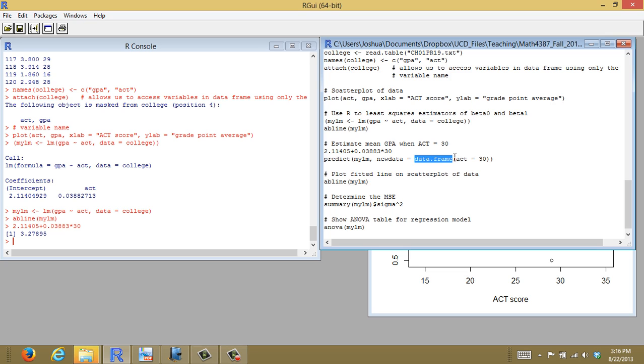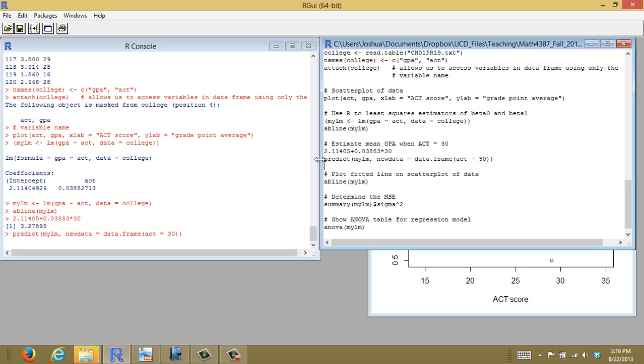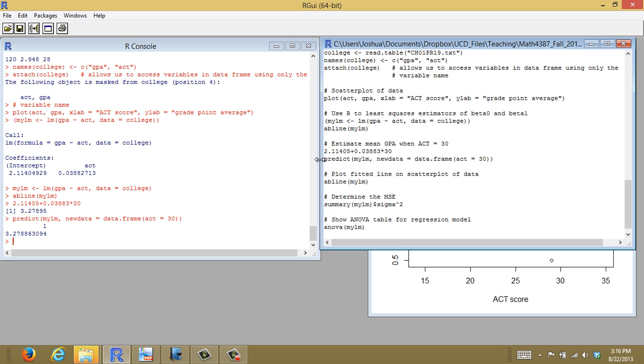I create a data frame object, and I specify the name of the variable as ACT, the same name as in my linear model object. And I specify a value of 30, and I provide that as new data, and then R will automatically predict the mean to be 3.28, just like we saw when we calculated it manually.